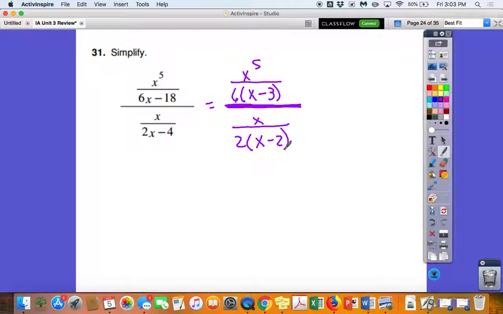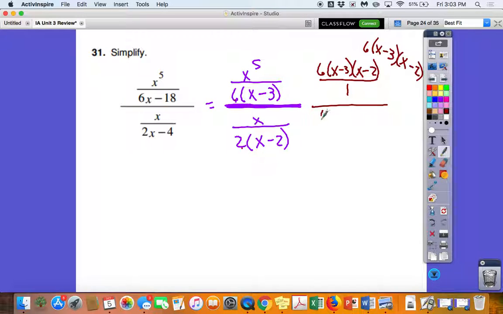Okay, but we still want to know our least common denominator. Look at your numbers first. The smallest number that both 6 and 2 go into is 6. So I got to have a 6, but then the top guy has an x minus 3 and the bottom guy has an x minus 2. You got to have it all. As much as I hate to say it, we got to have it all. So we're doing 6, x minus 3, x minus 2, all over 1, and then I got to repeat it. So I'm stacking it up on top of itself.